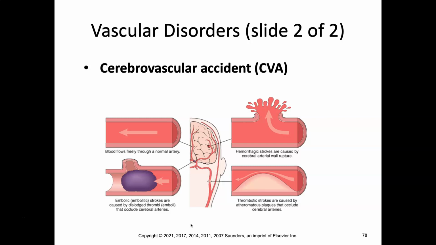It makes it so that the blood can't get through. So it stops the blood from flowing. It keeps it from getting where it needs to be, and that can cause an embolic stroke. Then you have hemorrhagic, which is where the artery wall itself ruptures for a number of reasons.